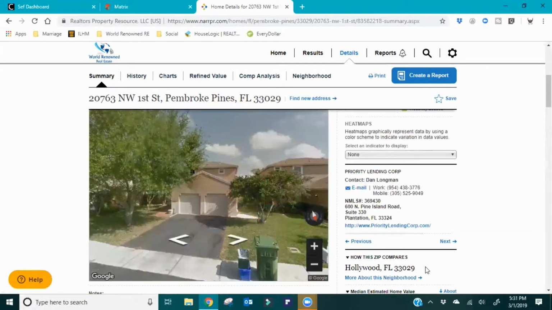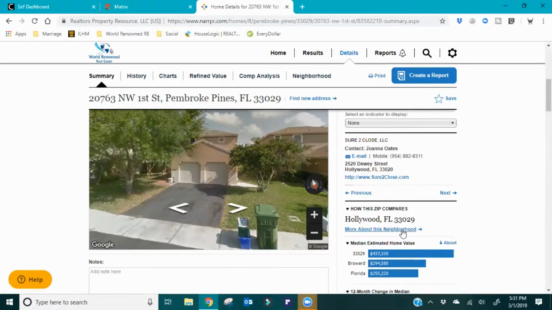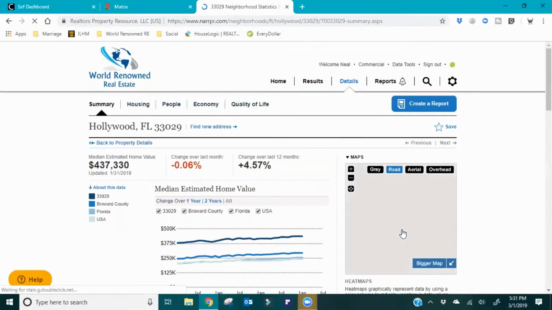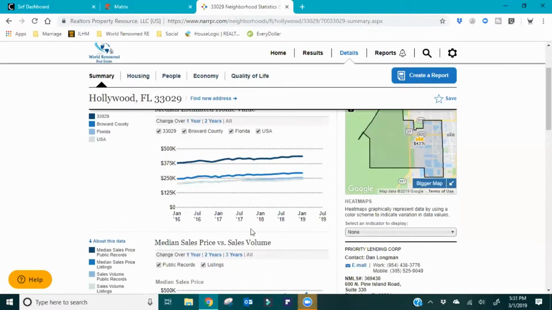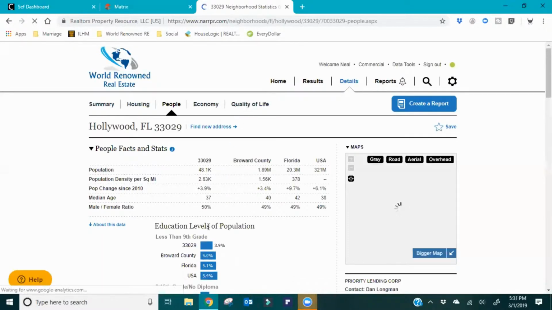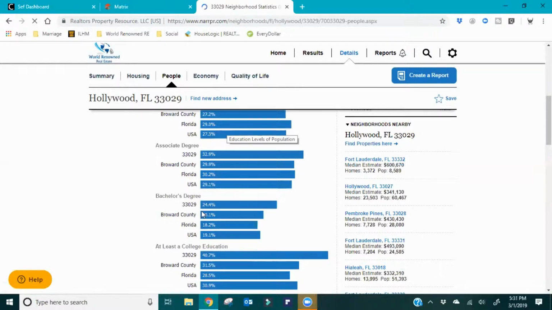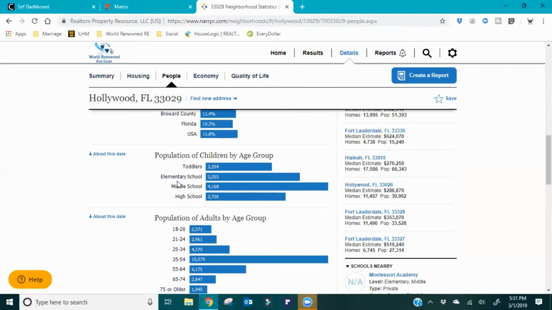Now in here, you'll see this is the property specific report, but I love going in and preparing for my marketing consultations by finding out more about the neighborhood. I'm not so much concerned about these graphs and charts as I am about the people. I usually like to find out about the people and then the economy. So you see summary, housing, people, economy, and quality of life. I usually skip all of this information about education levels of the population because I haven't found that it is impactful for my business.